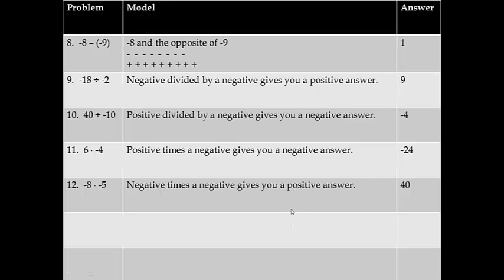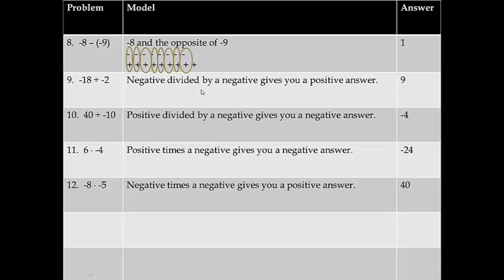Number 8, negative 8 and the opposite of negative 9. So that would be a positive 9. So I have 8 negatives, and now I have 9 positives. Circling all my 0 pairs, there will be 8 of them. I'm left with 1 positive.